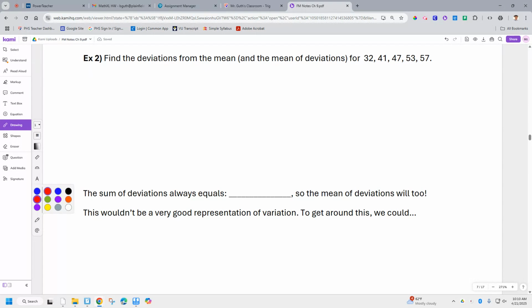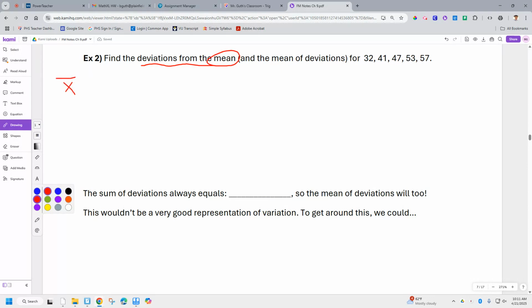Number 2, it says find the deviations from the mean and the mean of the deviations for 32, 41, 47, 53, and 57. So that's a little bit weird because it's not talking about variation and it's not talking about standard deviation. It's kind of getting our feet wet, I suppose. Deviations from the mean. Well, in order to find the deviations from the mean, we would first need to find the mean.